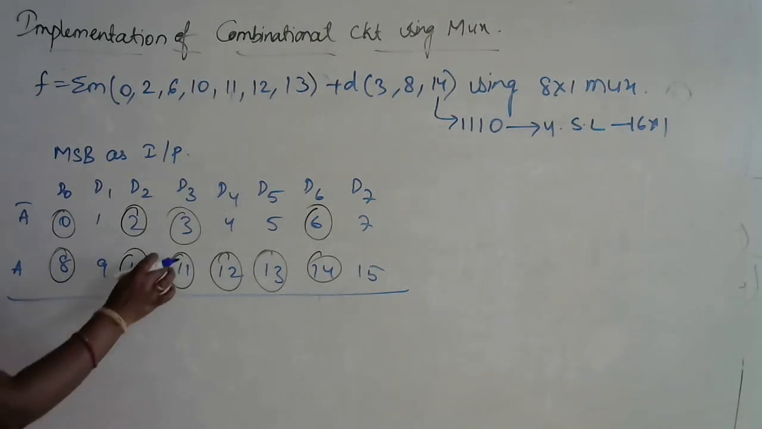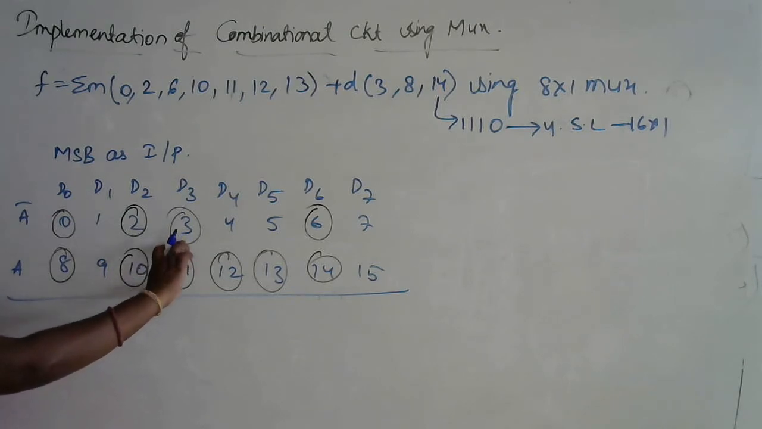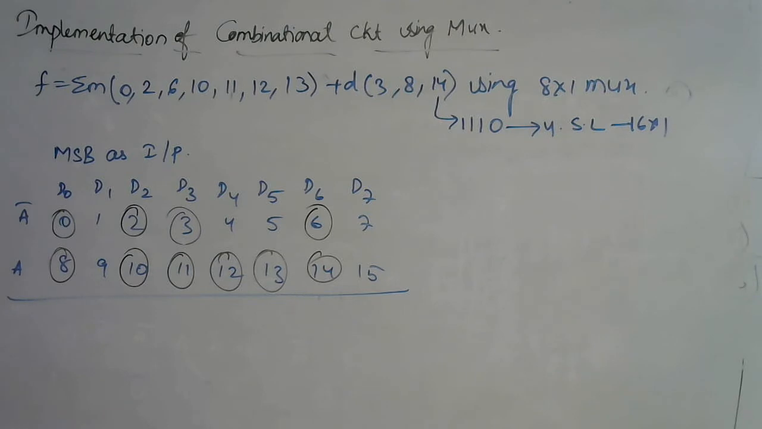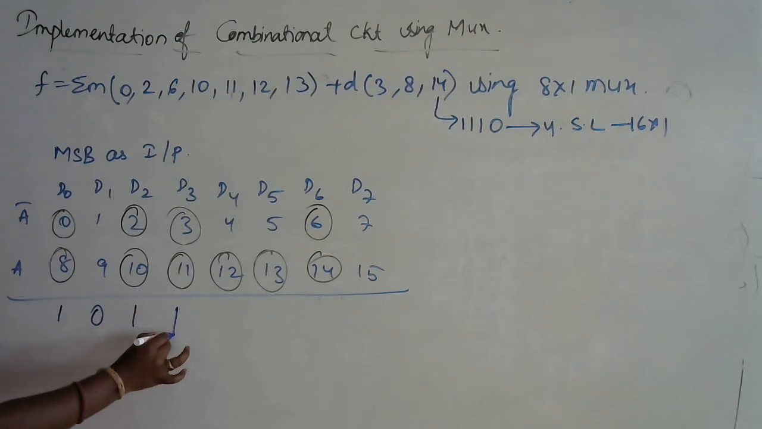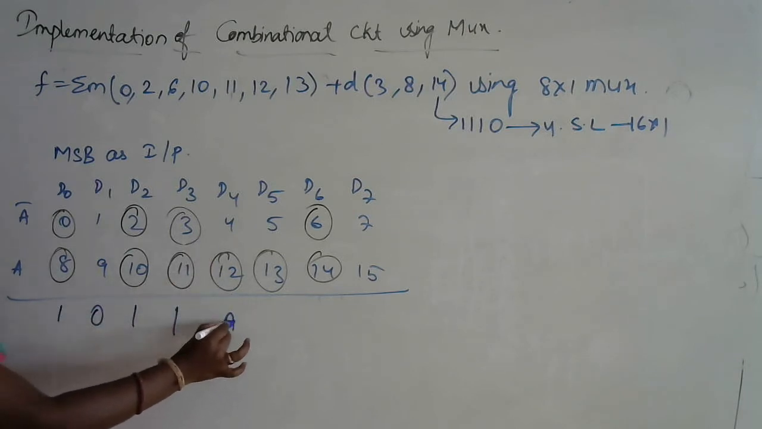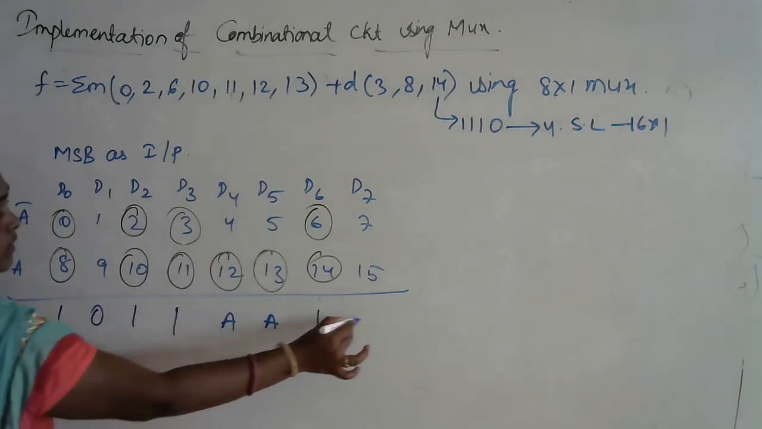If we are not circling this, I'll be getting A here. If I am circling this, I'll be getting 1. So 1 is minimum when compared to A. So here as both are circled, it is 1. None of them circled, 0. Both are circled, 1. Both are circled. Here only one is circled, A, 1, 0.